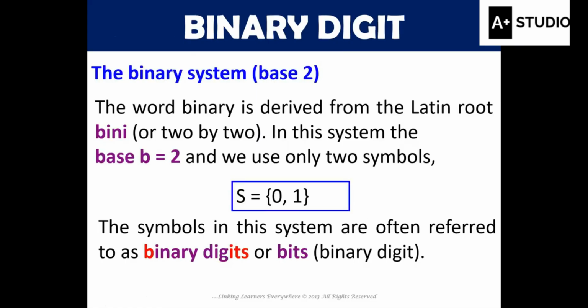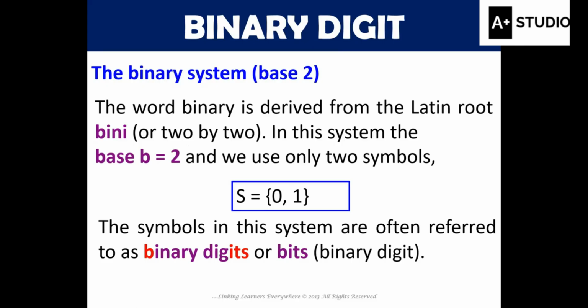Okay, so we want to pick the names of what we call binary digits, base 2. First of all, the word bini means 2 by 2. So when we say base 2, we are saying we are picking 2 at a time. And I've already told you that base 2 is made up of only 2 numbers, 0 and a 1. Now, the symbols in this system are often referred to as binary digits. Now, very soon you realize that the method in which we store information is called bits.